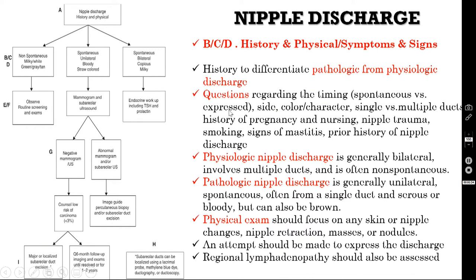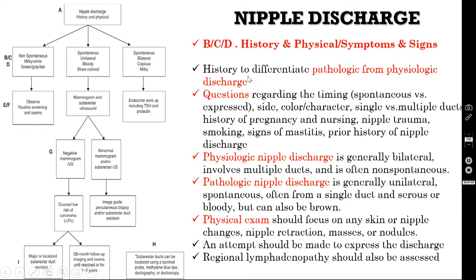Now we are going to go to the second step, that is BCD. This is nothing but how to elicit a thorough history and how to do a thorough physical examination. These are nothing but symptoms and signs. History is to differentiate mainly the pathological from physiological discharge. This is the main thing you have to do. Physiological means benign condition. Pathological means it could be some underlying tumor.